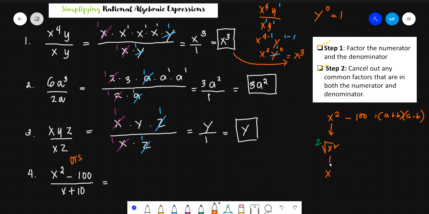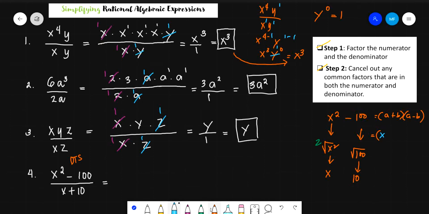So, ito, yung a natin. Yung b natin, ano yung square root ng 100? So, kunin natin yung square root ng 100. So, that would give us 10. So, ayun na yung sagot natin. So, substitute mo na lang doon. So, that is, ano yung ating a? Ang a natin is x.